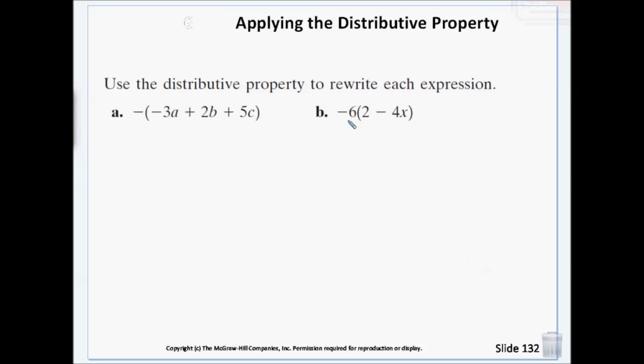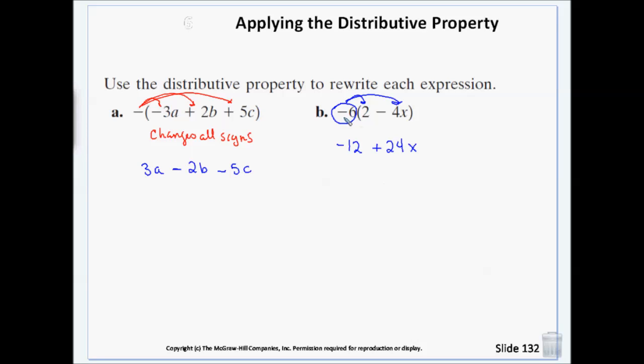Negative outside the parentheses, you distribute that negative, and all it does is it changes all the signs. So it becomes positive 3a, negative 2b, negative 5c. If there's a negative 6 outside, you have to multiply both by the negative. So if this is negative, you have to carry the negative in as well. So this becomes negative 12, positive 24x. Okay, and that's really important, especially when we get into solving equations.